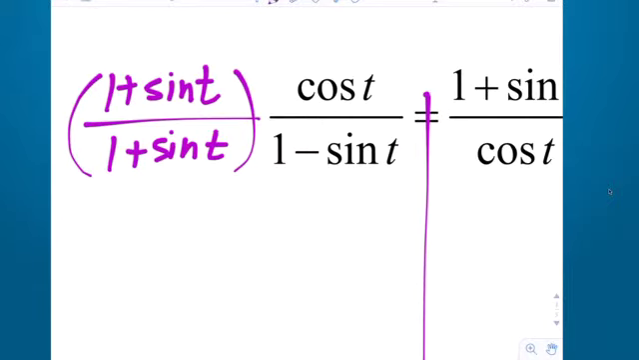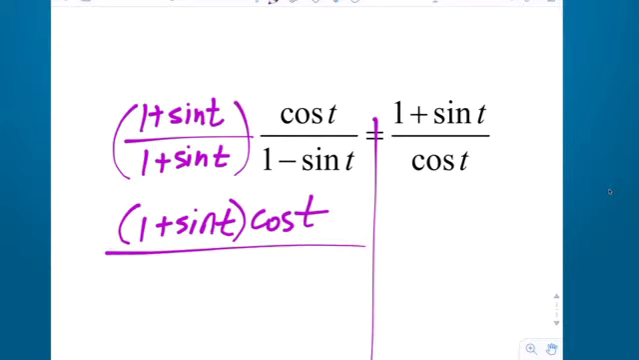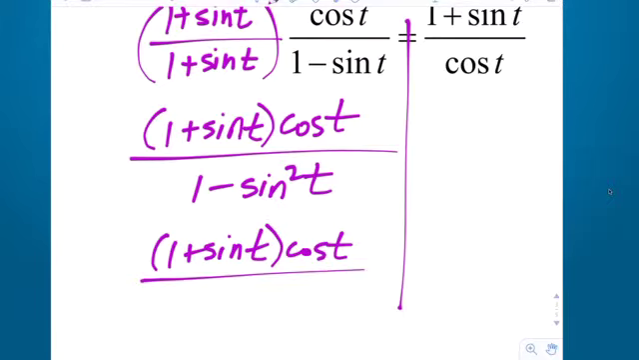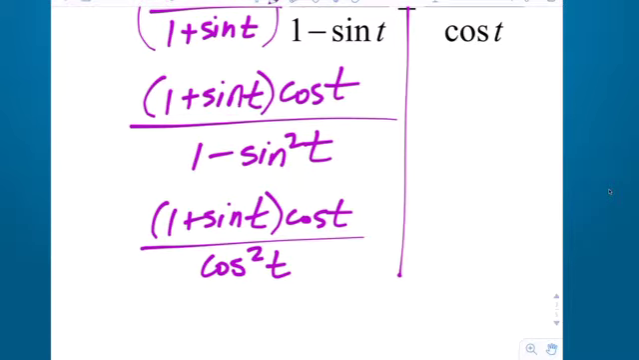Okay, now in the top, do you want to distribute the cosine? No, because look over here on the right. We want the 1 plus sine of t to stay visible. So I'm just going to leave it in the top as 1 plus sine of t times cosine of t. And in the bottom, I'm going to expand that out and get 1 minus sine squared of t. And now what is 1 minus sine squared of t? Cosine squared of t, right? So multiplying by the conjugate over the conjugate sets up the difference of squares, which then sets up the Pythagorean substitution. And now we're almost there.